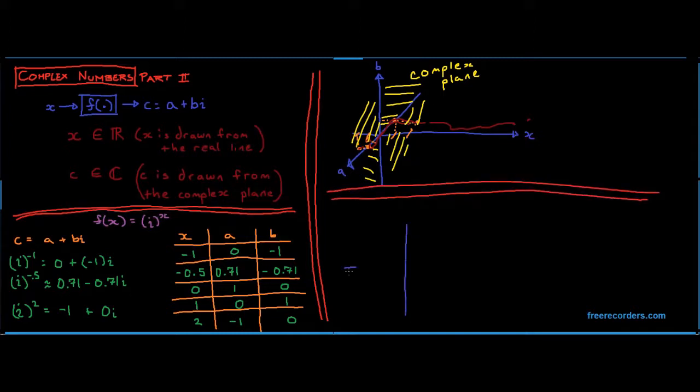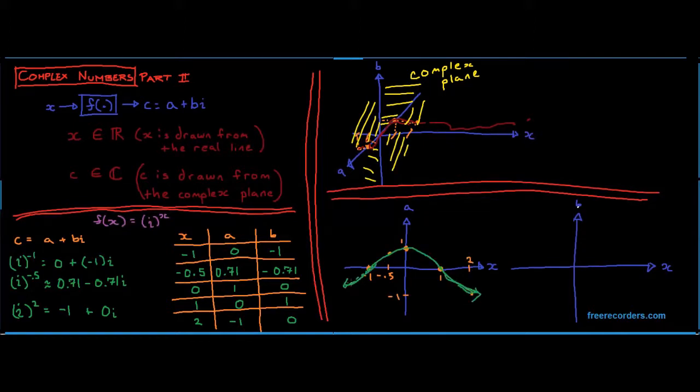Either way, they both represent the same relationship between the domain x, which consists of the real number line, and the range c, which consists of the complex plane. Remember that the function is continuous, so we have drawn it as a continuous line.